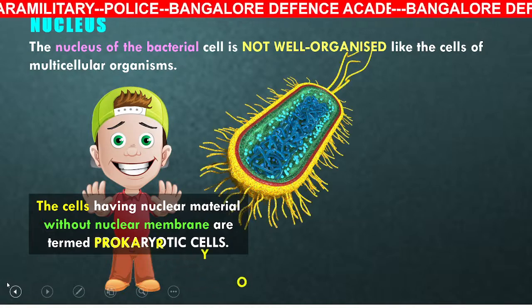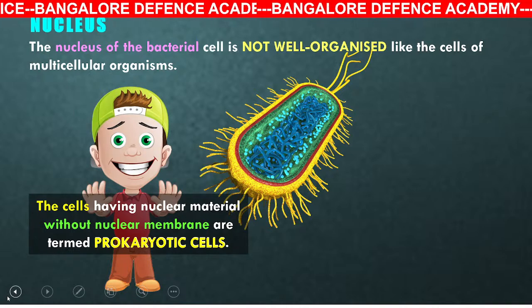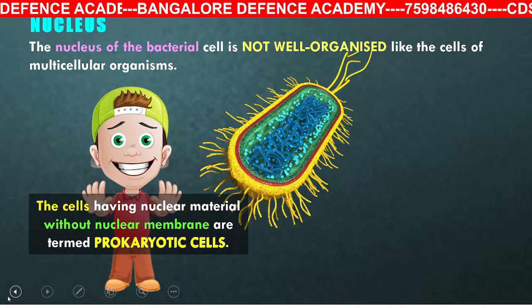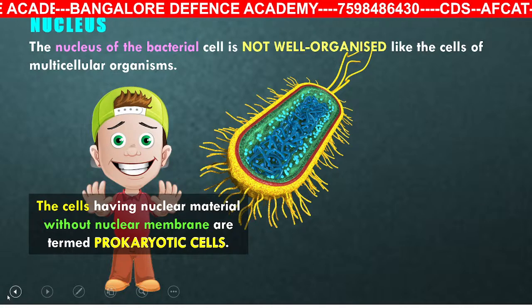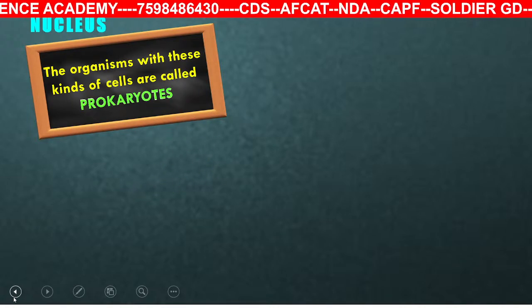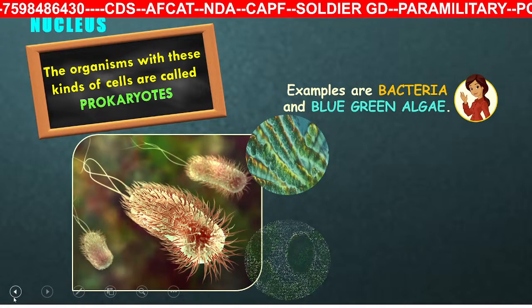Okay, so look at this, prokaryotes, everything is mixed up. There is no nucleus, there is no proper setup here. But in multicellular organisms, eukaryotes, everything is arranged properly here. So look at this. The organisms with these kinds of cells are called prokaryotes. Examples are bacteria and blue-green algae.